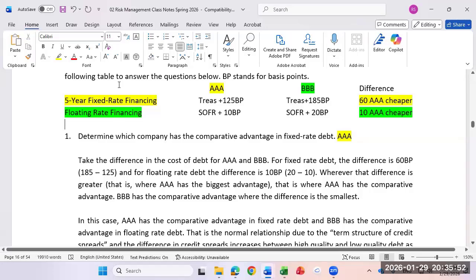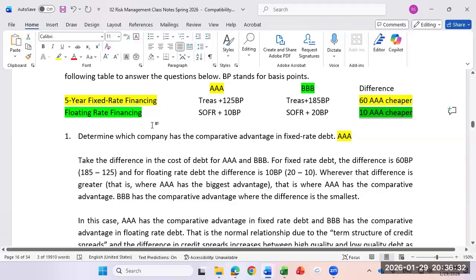There's something you want to do when you set up this problem. So this thing over here on the side is not on the exam, but you want to do this. You want to write this down immediately. What is the difference in interest rates between AAA and BBB on fixed rate? You know AAA is cheaper because they're higher rated, but how much cheaper are they on fixed rate? 185 versus 125. They're 60 basis points cheaper on fixed rate. How much cheaper are they on floating rate? 20 versus 10. They're 10 cheaper on floating rate, which is very, very normal.